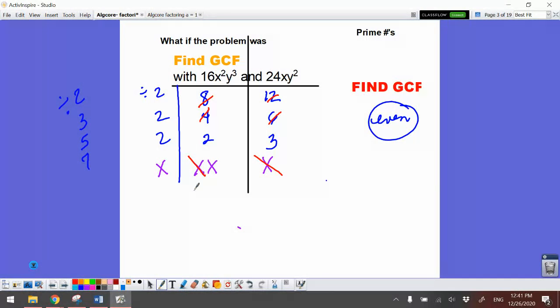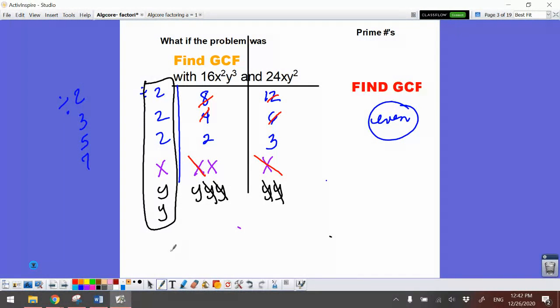Now let's look at the y's. 1, 2, 3 y's because this is y cubed, and 2 y's here. So how many y's can I take out of this one? Well, if I take 1 out, I see I can probably take another one out. Now there's no more y's on this side, so that means I can't take any more out. So this part right here is my GCF.